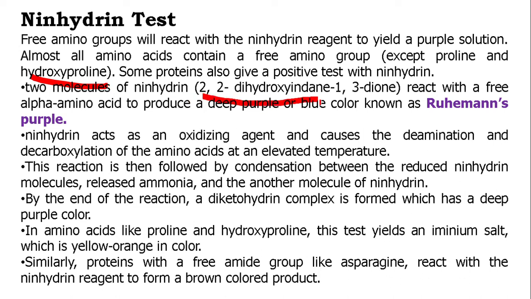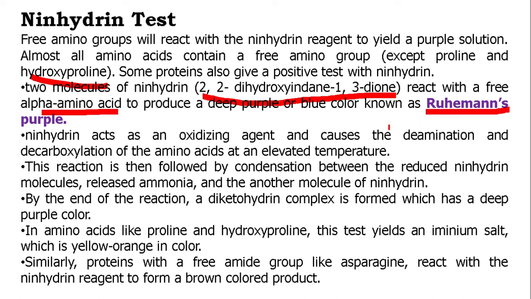Ninhydrin is 2,2-dihydroxyindane-1,3-dione. It reacts with the amino acid to produce a purple color. We call it Ruhemann's purple. What is purple color? This is Ruhemann. Look at the spelling of the word Ruhemann. And what's the color of these letters? This is what is called a purple. You should get this Ruhemann's purple color in your laboratory.